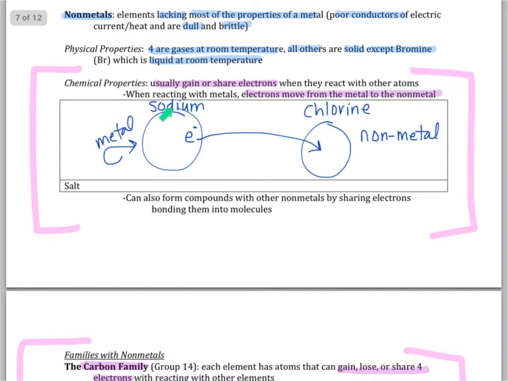So if we've got sodium and chlorine, when they bond, they create sodium chloride. The metal usually loses 1 electron to the nonmetal chlorine. And that's how we make salt. It can also form compounds with other nonmetals by sharing electrons, bonding them into molecules. This is called covalent bonding, and we'll discuss this in a later chapter.